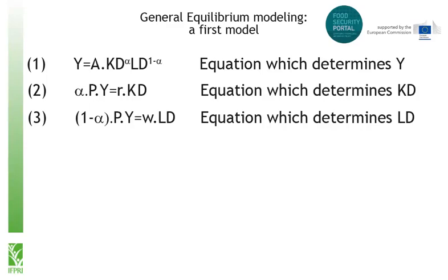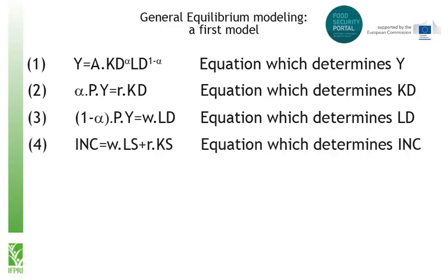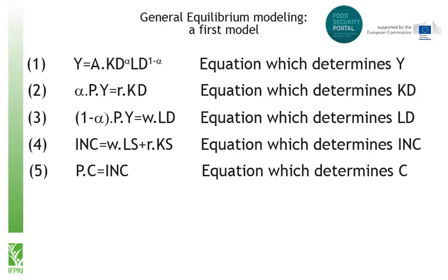Then it's obviously the case of equation 4, because in fact we have a formation of income, so it means that it is an equation which determines INC. And then the fifth equation is obviously something which determines C, because it's the derivation of final consumption from a utility maximization program. And then we've got equations 6, 7, and 8.